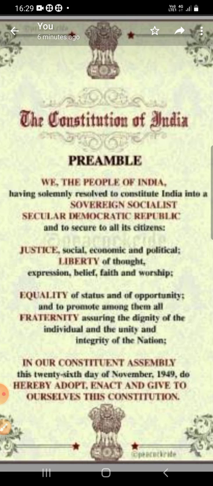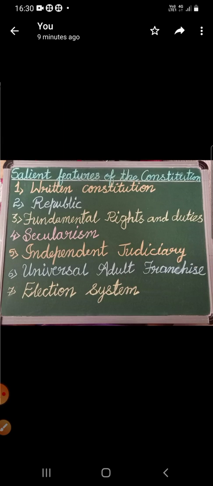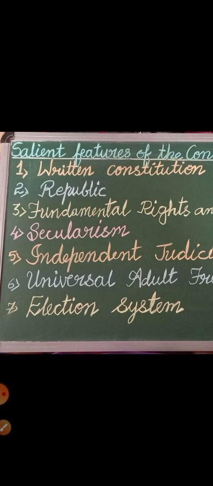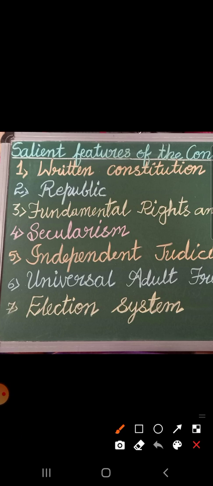Okay, children, this is the preamble of our Constitution. So let us now learn about the salient features of the Constitution. What are the salient features of the Constitution? The first one, you can see here, is the written Constitution. What is the written Constitution, children?